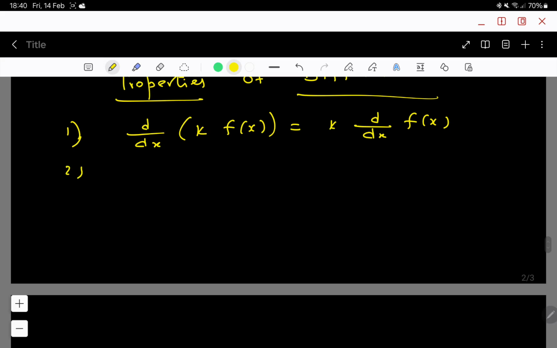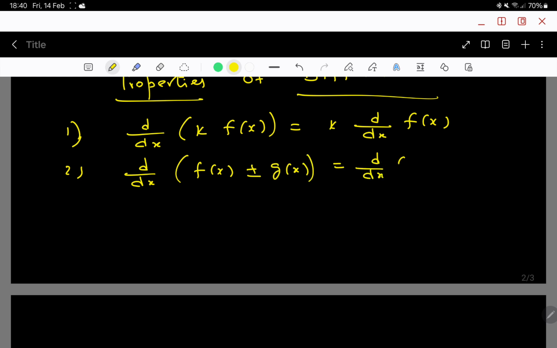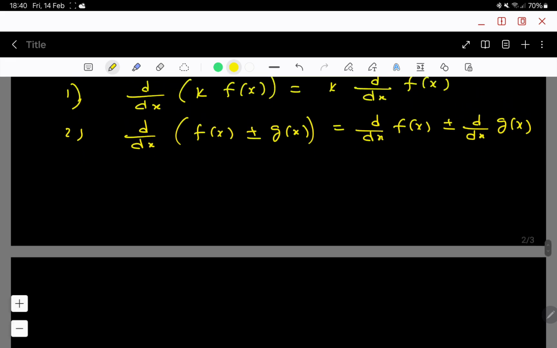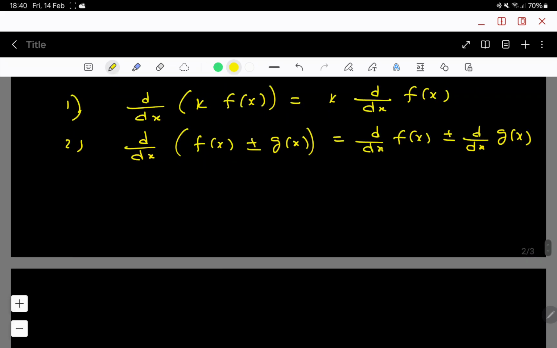And second property, additive rule of differentiations, d by dx of f of x plus or minus g of x. So we write d by dx of f of x, differentiate separately d by dx of g of x. Okay, this rule is called additive rule of differentiations.